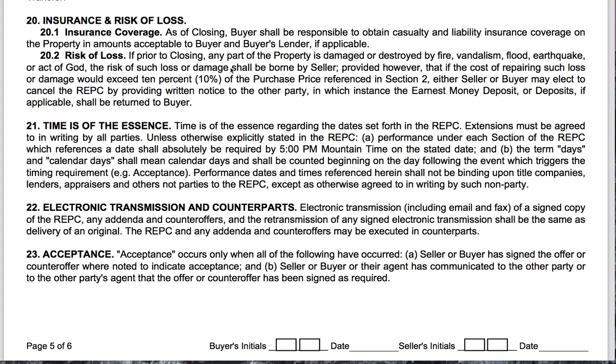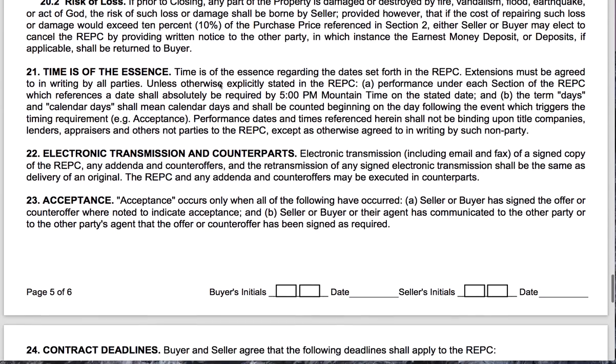Risk of loss: prior to closing, if the property were damaged by fire or any of those types of things, what you would need to do is first figure out whether it is more than 10%. If it's more than 10% of the purchase price, then either the buyer or seller could just cancel and the buyer gets the earnest money back. If it's less than that, then the seller is still responsible.